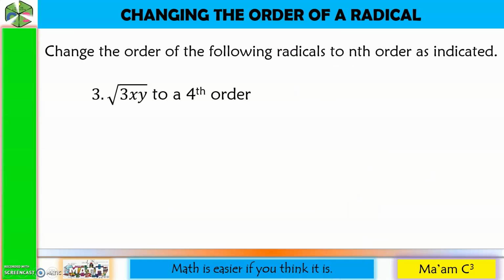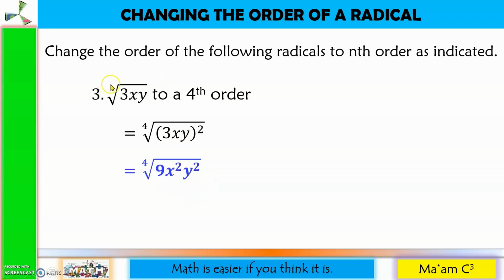Next is square root of 3xy to a 4th order. So from 2 to 4. So this is much easier. I'll just make the index 4 and then 4 divided by 2 here is 2. I'll raise everything inside the radical symbol to the 2nd power. Then 3 squared is 9, x squared, y squared. So fourth root of 9x squared, y squared from 2nd to 4th order.